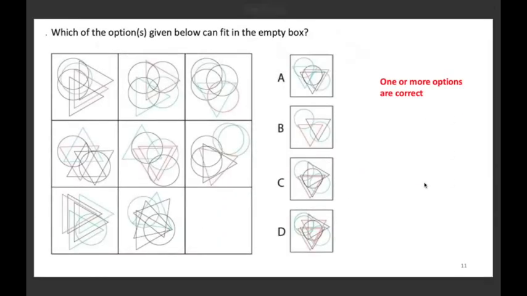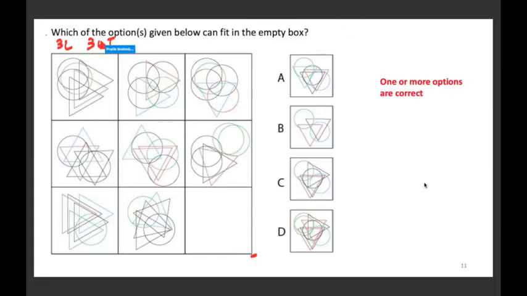Which of the options given below can fit in the empty box? Okay. So in this case, we'll count the circles and triangles because the geometry is not adding or anything. So first we'll count the circles and triangles. Here there are 3 circles and 3 triangles.